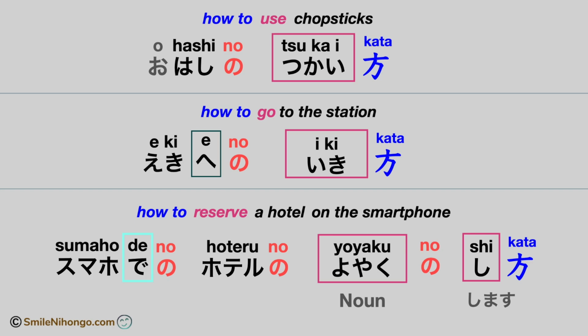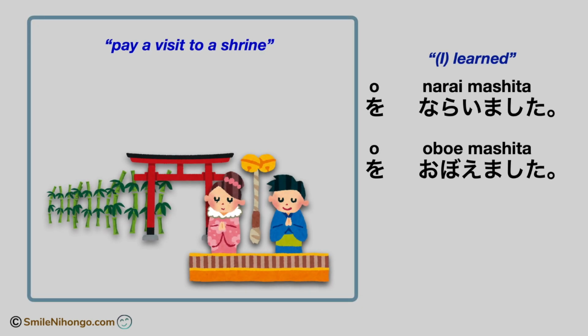Okay, to wrap up today's lesson, let's see if you can do this. Can you say this in Japanese? I learned how to pay a visit to a shrine. You can use either 習いました or 覚えました to say learned. It's your choice.